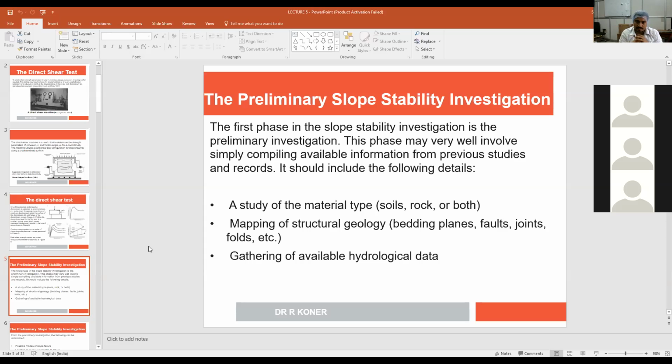We'll try to gather the hydrological data. Hydrological data is very, very important. It means you have to estimate how much water percolates on a daily or hourly basis in that particular slope. Then you have to pinpoint the particular source of that water stream, whether the source is very far away or very near, or whether there is a possibility that at some point, if the slope is advanced, we may intersect that particular water table. So we have to gather those hydrological data.